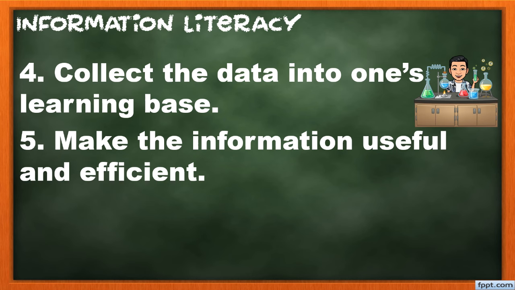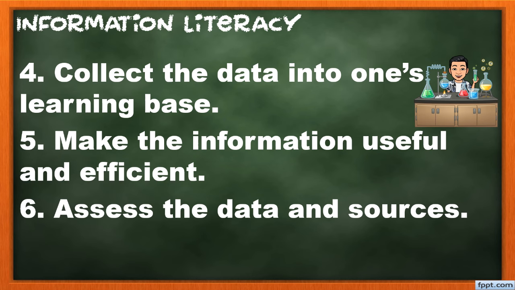So how do we make information useful and efficient? In making information useful and efficient, we are ensuring that our information attains the set objectives. At the same time, it gives us unexpected results that we have not thought of, and it gives us good results. Next is to assess the data and sources. Aside from accessing data ethically, it is our responsibility to assess data, meaning to evaluate the data and the source, whether it provides factual information or not.